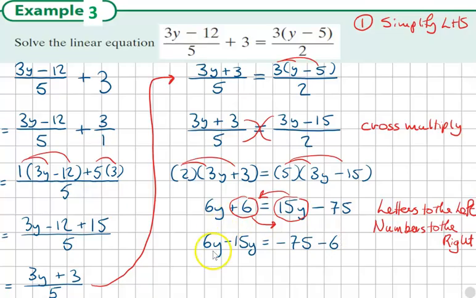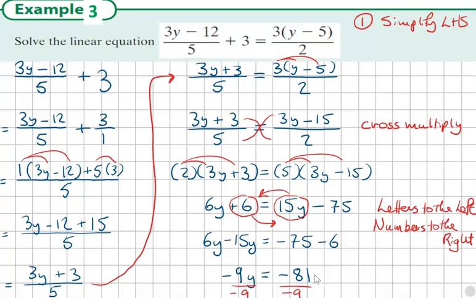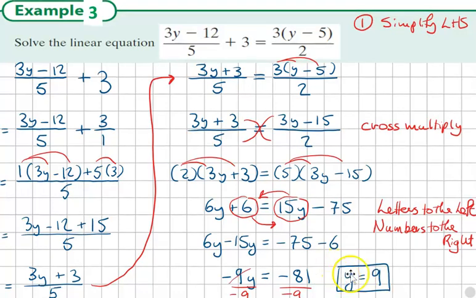Then we simplify. 6y minus 15y is minus 9y, and minus 75 minus 6 is minus 81. Then we're going to divide both sides by minus 9. And we get y is equal to 9.